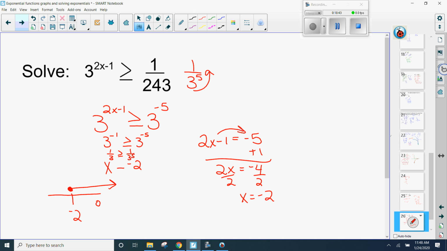Pick 5. That gives you 3 to the 9th. Is 3 to the 9th greater than or equal to 3 to the -5th? Oh, yeah, for sure. So it's got to be this way. So your answer would be that x has got to be greater than or equal to -2. Because I let x be 0. 0 times 2 is 0 minus 1 is -1.